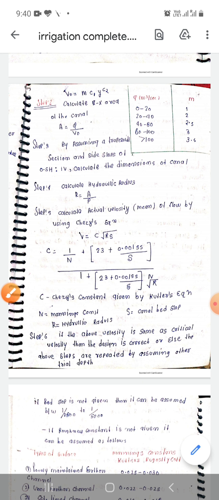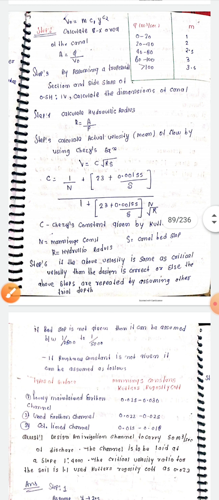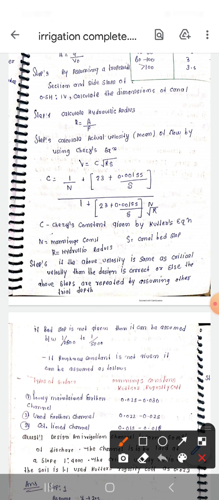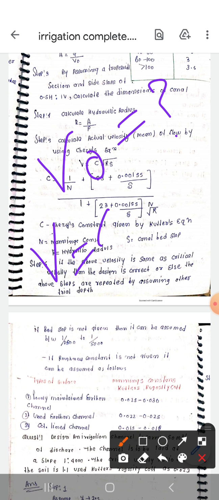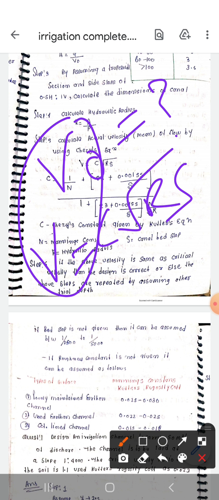Now in step 6, if the above velocity is the same as the V naught we found in the second step, if V naught and the actual velocity we found from C under root RS are approximately the same, then our design is correct.